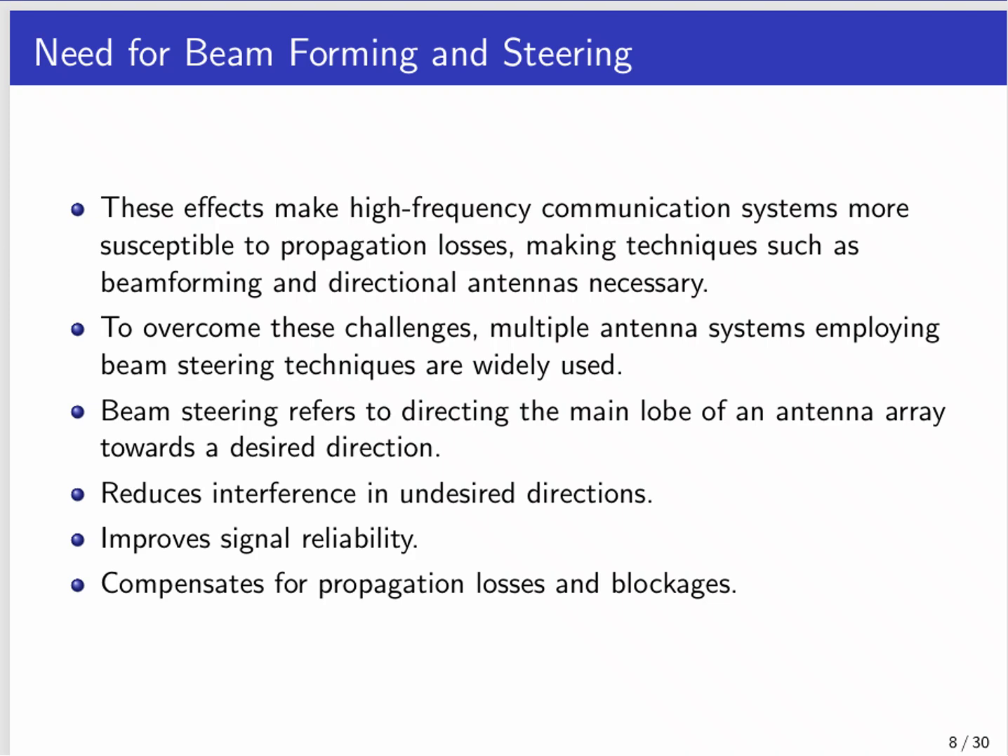Therefore, using highly directional antenna arrays, we try to form a beam in a particular direction and try to steer that formed beam towards our desired direction. So beam steering is nothing but directing the main lobe of the antenna array towards a desired direction. With this, it reduces the interference in undesired directions. It will increase the signal strength. It will improve the reliability and can compensate for propagation losses.